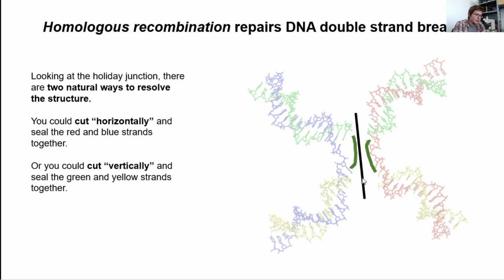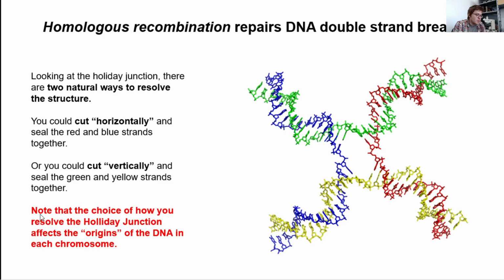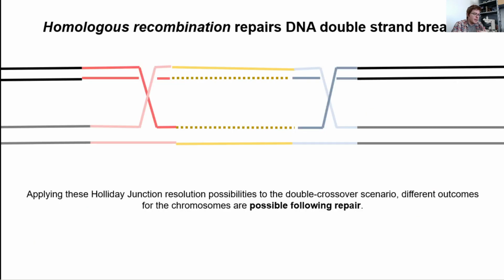Or you could cut vertically through the junction, and then you could seal the green and yellow strands together on both sides like you see here. So you can make a vertical cut or horizontal cut. And you should note that the choice of how you cut and seal this Holliday junction is actually going to affect the origins of the different parts of the DNA in each chromosome. And to see where that is, if you apply these Holliday junction resolution possibilities to the double crossover scenario, you can see that different possibilities can happen following repair.